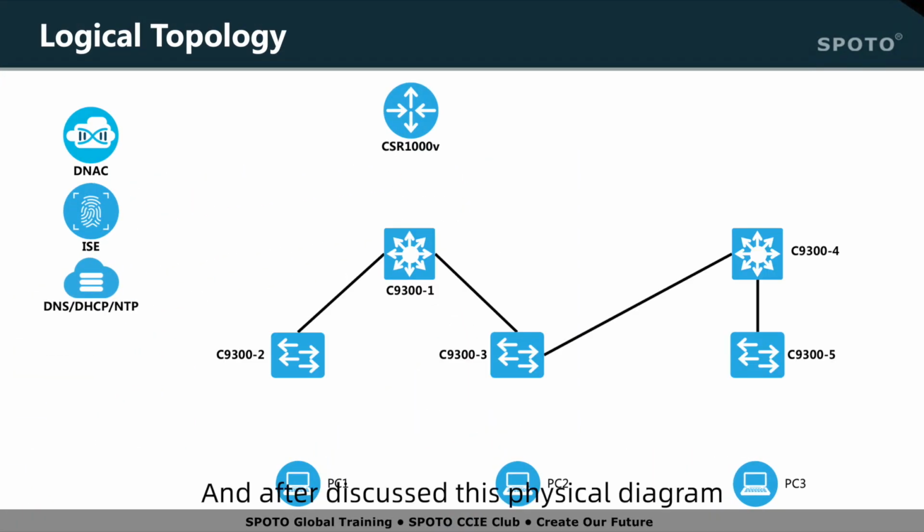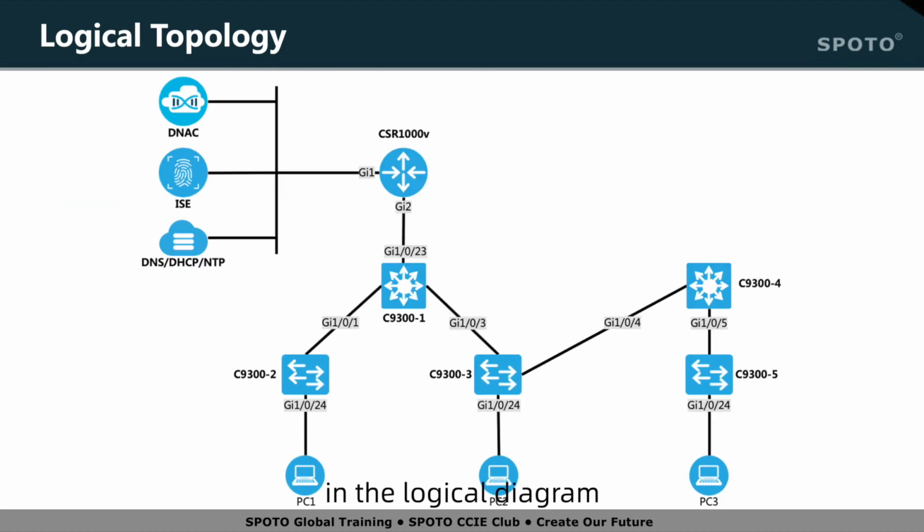After discussing this physical diagram, let's have a look at this logical diagram. In the logical diagram, at the upper left side, this is the area for the servers, the servers for public services. This is DNAC, ISE, DNS, DHCP, and NTP servers. We have designed the IP scheme. For this area, it's 172.16.